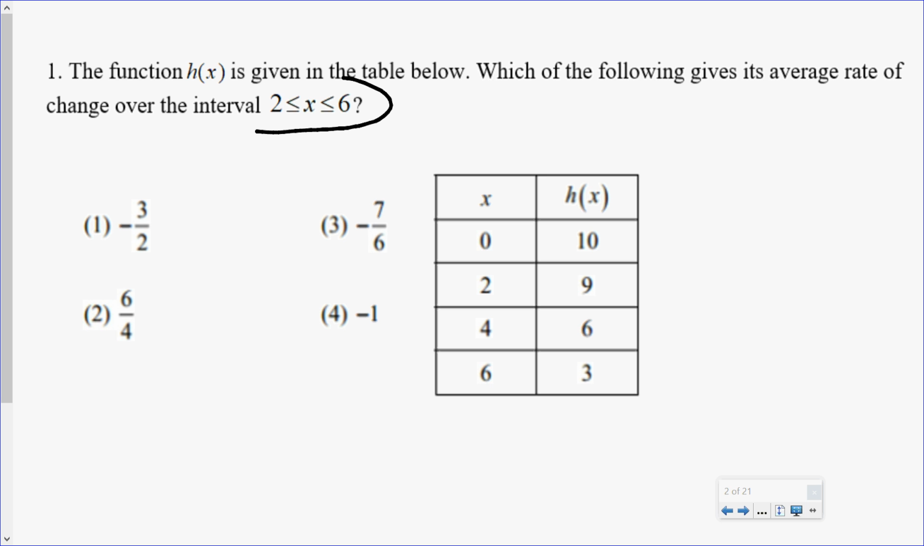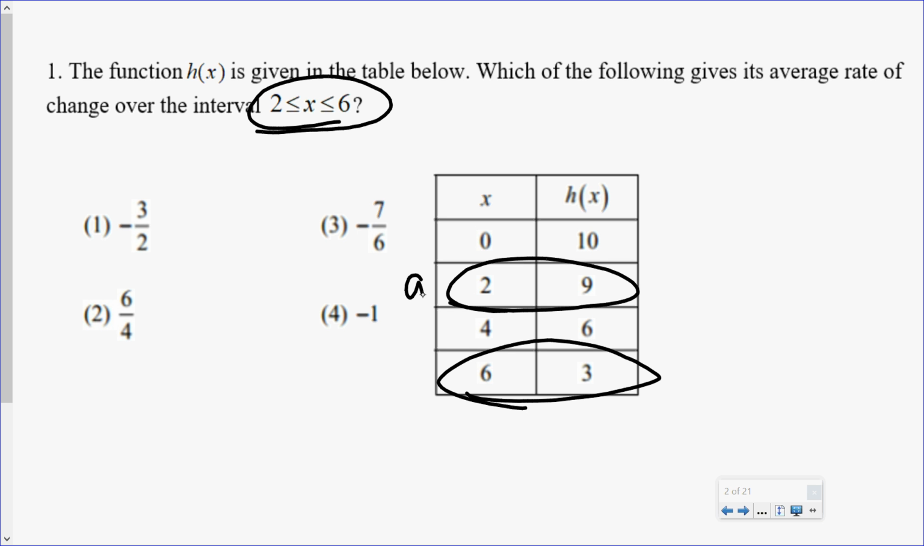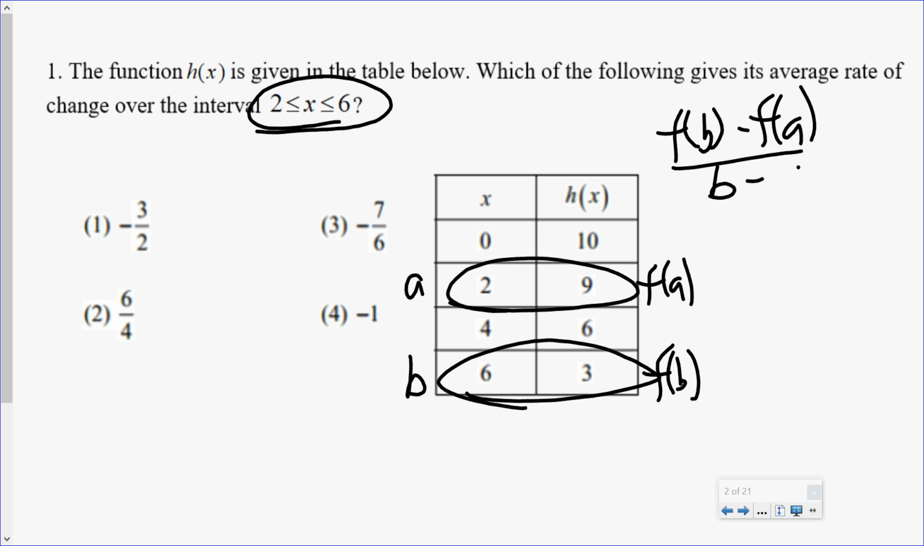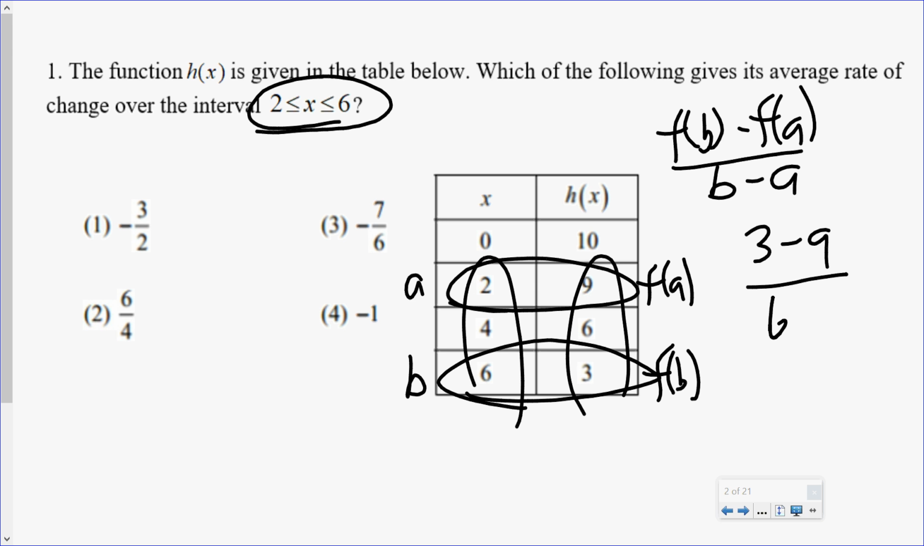It's telling us it wants it from 2 to 6. So, f of b and f of a are your y values, b and a are your x values. So basically this is a and b, this is f of a and f of b. F of b minus f of a over b minus a. So f of b minus f of a is 3 minus 9. B minus a is 6 minus 2.